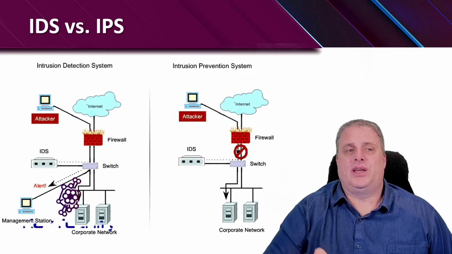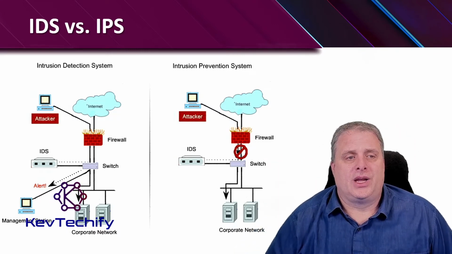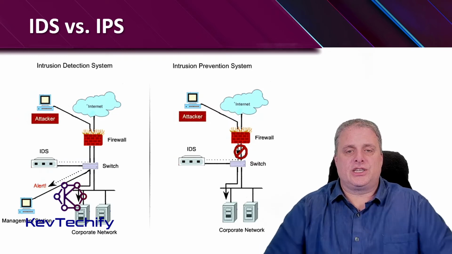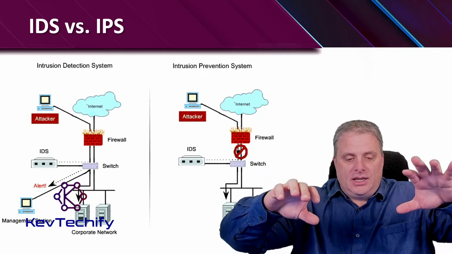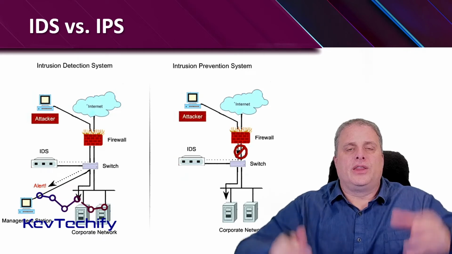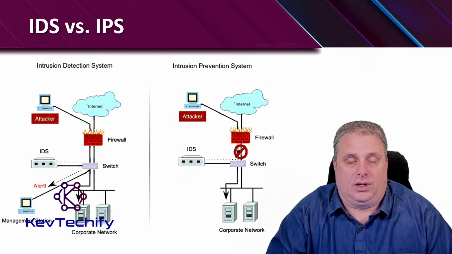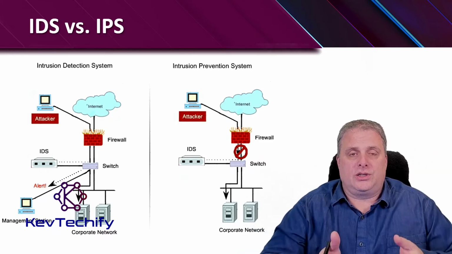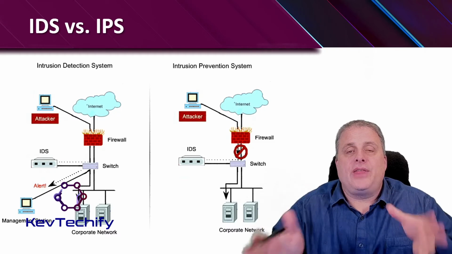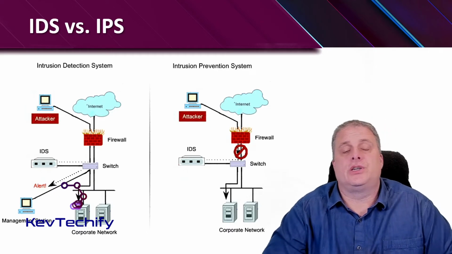IDS versus IPS: intrusion detection system versus an intrusion prevention system. An intrusion detection system has a set of signatures. They look at the traffic coming through the firewall and through these sensors on your network. If they match something to a signature, they do something. How they handle it when they do this something is the difference between an intrusion detection system and an intrusion prevention system.